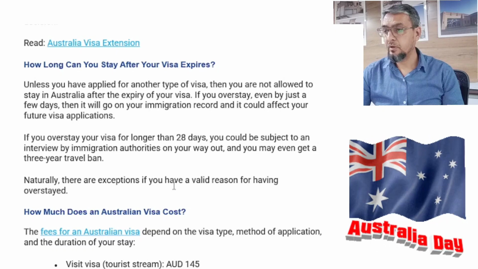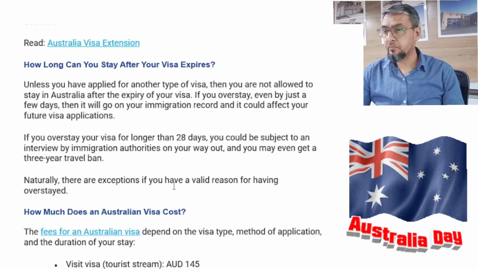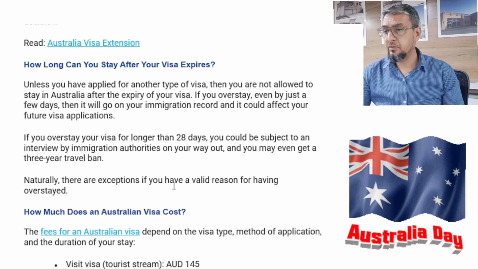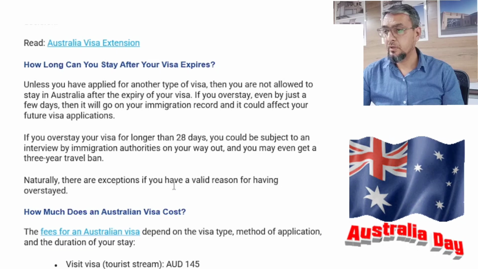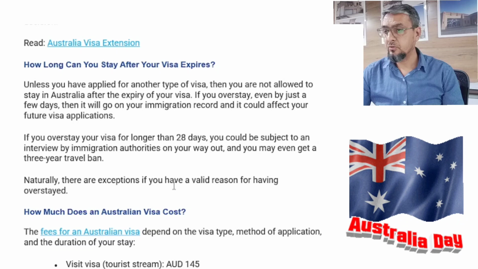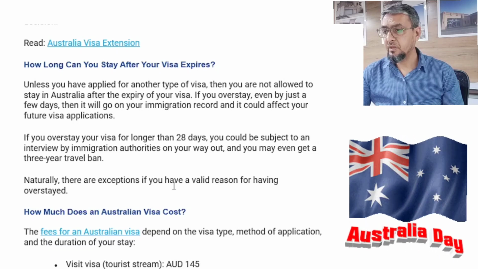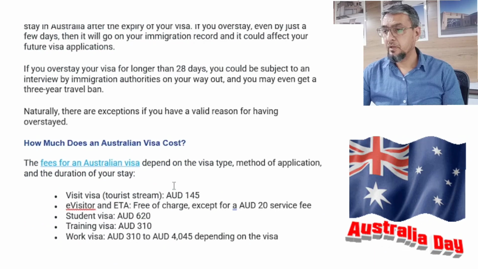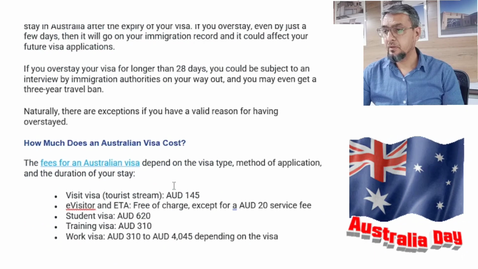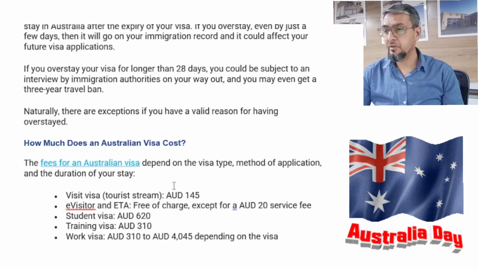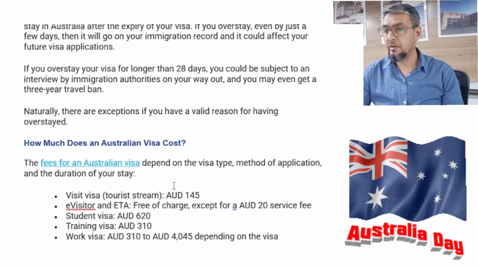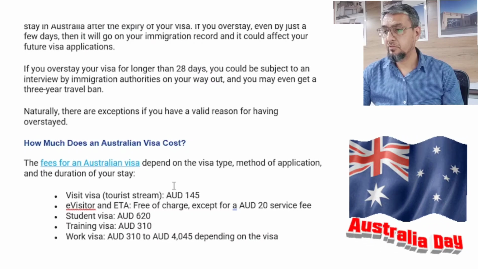If you overstay your visa for longer than 28 days, you could be subject to an interview by immigration authorities on your way out, and you may even get a 3 year travel ban. Naturally, there are exceptions if you have a valid reason for having overstayed.